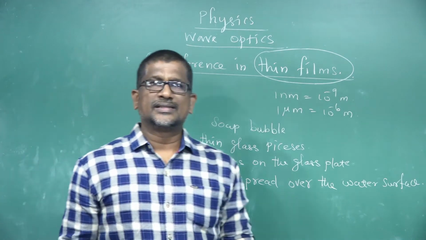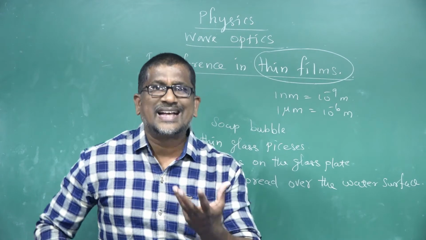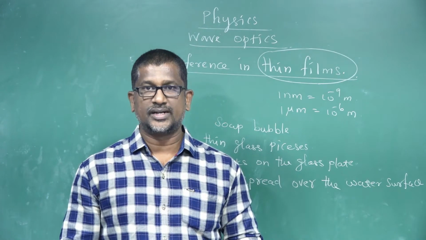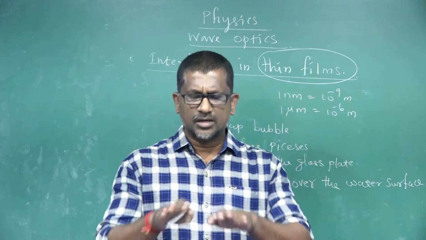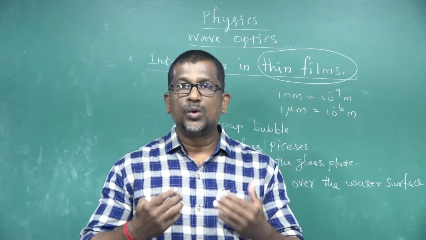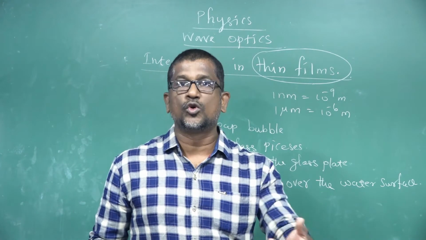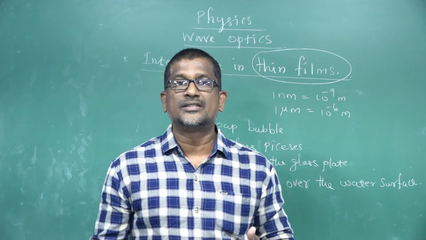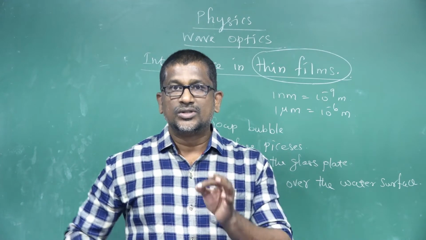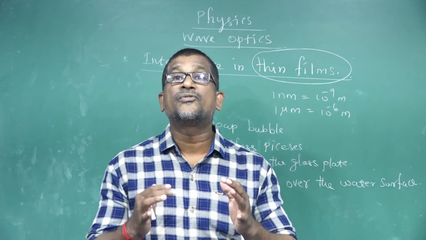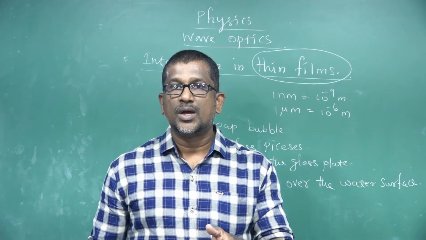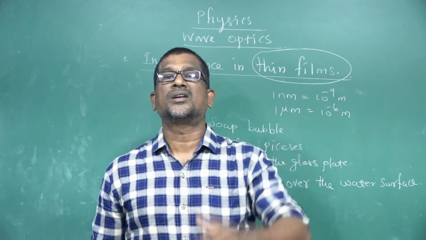Sometimes we have seen dazzling or brilliant colors exhibited on a thin film, for example on a soap bubble or on oil spread over the water surface. These colors are due to the interference of light waves which are reflected from the top and bottom surface of the thin film.